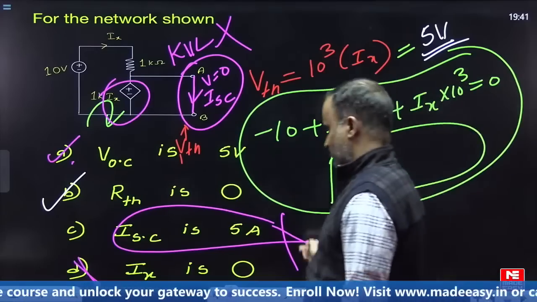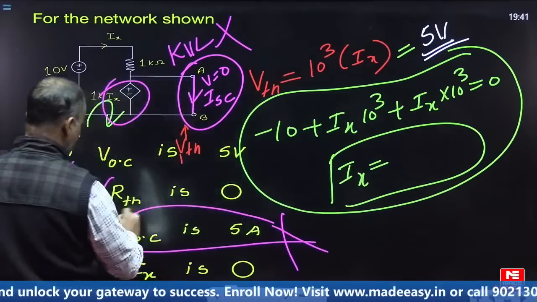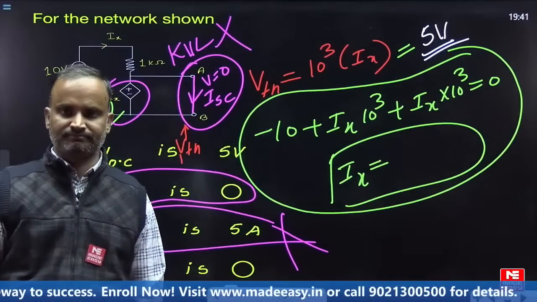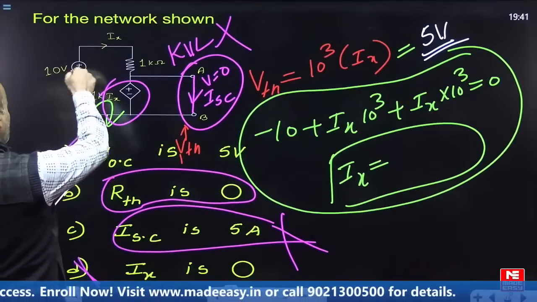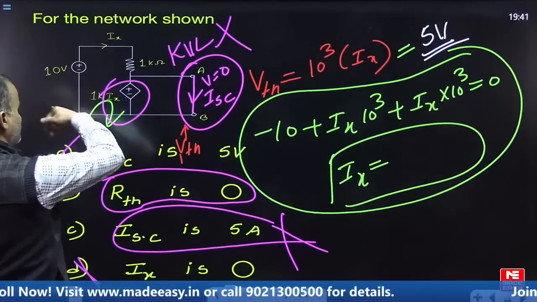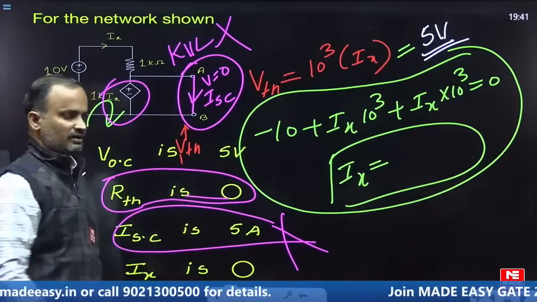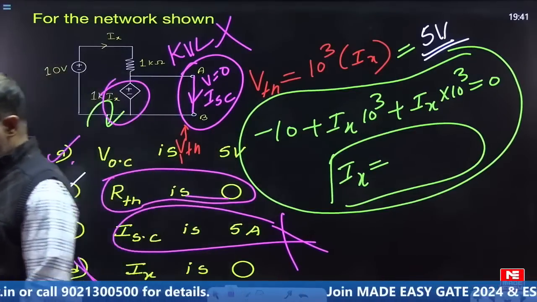If Norton's equivalent circuit does not exist, indirectly you can conclude, if you calculate RTH, you get RTH equal to 0 only. For RTH, what do we do here? Deactivate this source. Now across the load terminals assume any source, simplify, and we get RTH equal to 0.